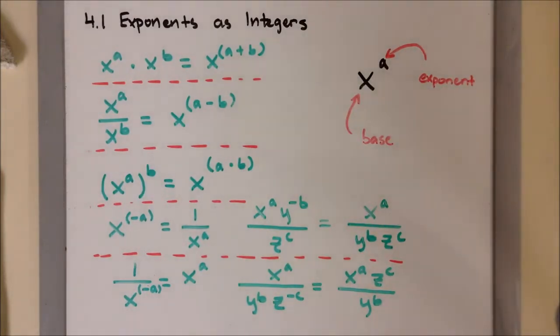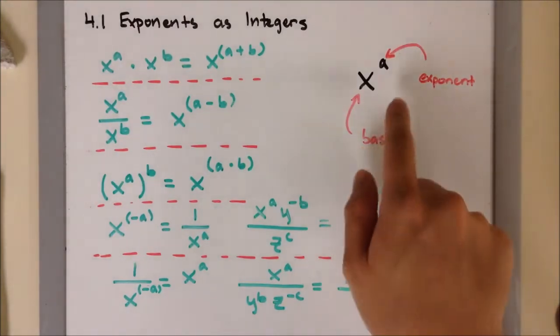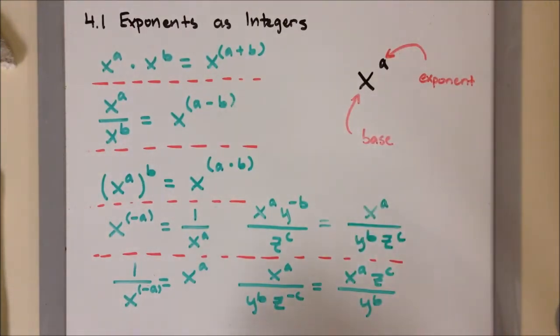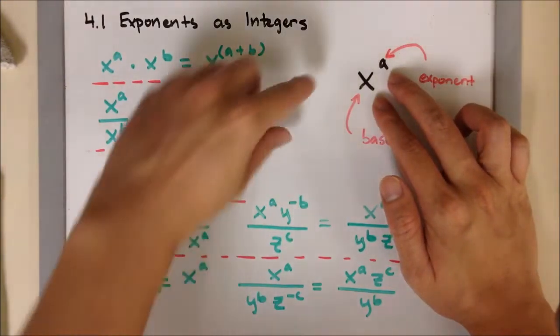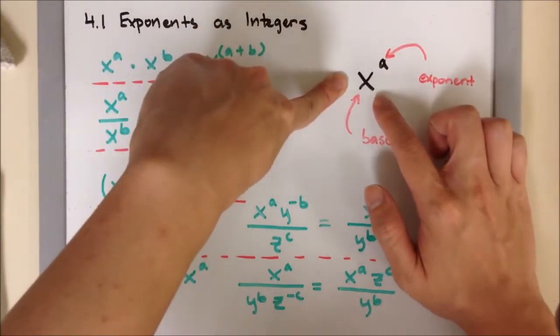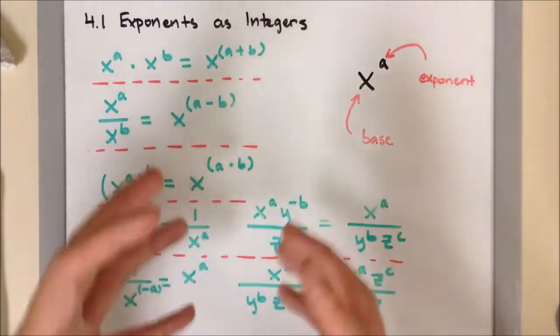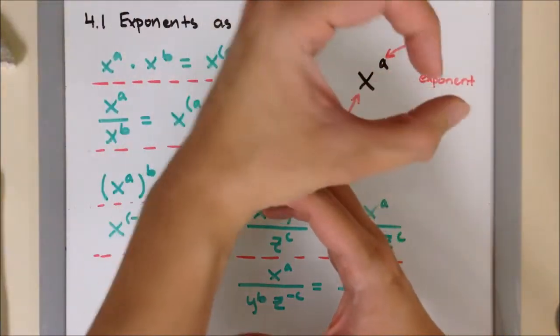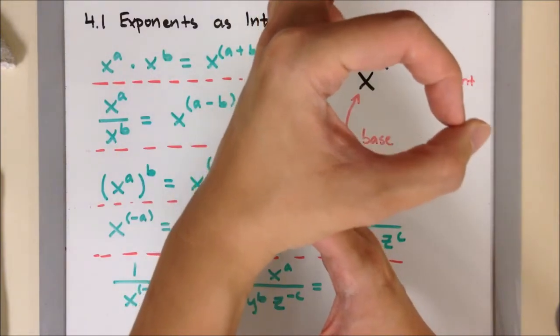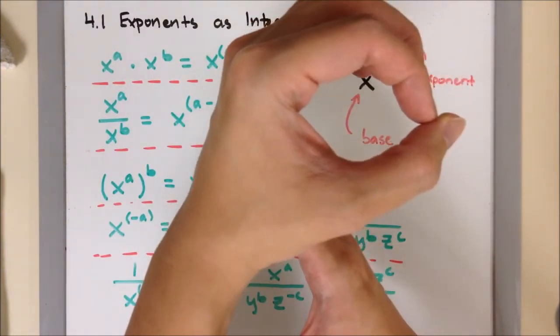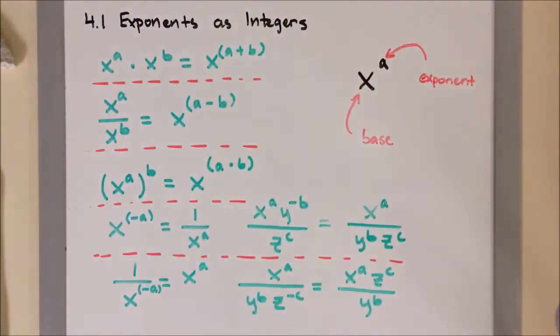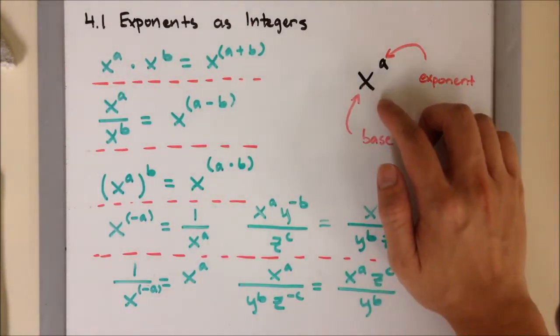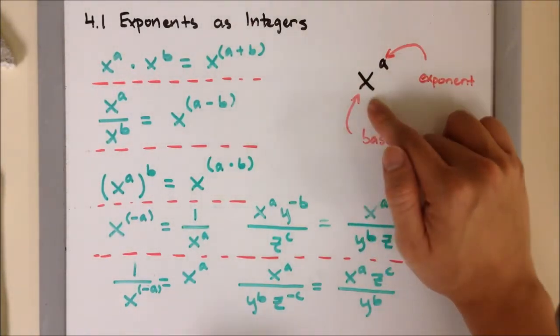Exponents are the smaller number that's always at the top right of a base, which is a regular variable or just a number. So here is an example where I label that the x is the base, meaning the regular size number or regular size variable, and you have a smaller number or a smaller variable called the exponent. So again, when I'm referring to the base, I'm referring to this right here.